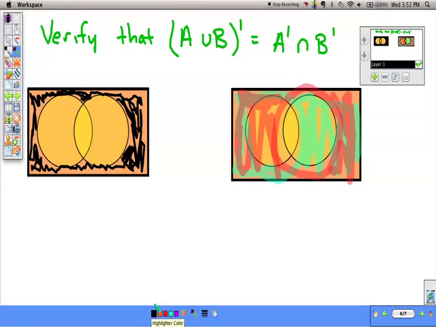Now, where do those things intersect? This is the intersection symbol. Well, they intersect in all the space that's outside of these two circles, which is the identical shading that we used for the complement of A union B. So we've just done a mathematical proof using Venn diagrams.